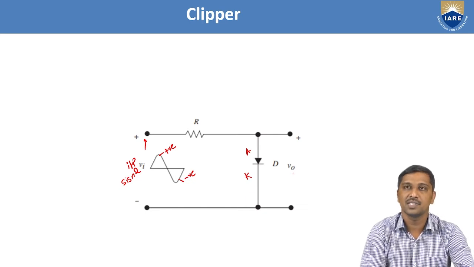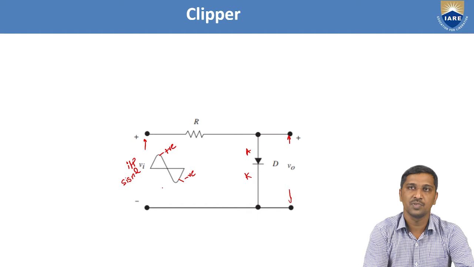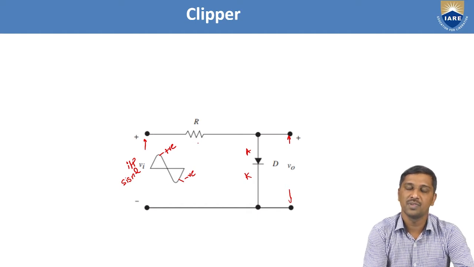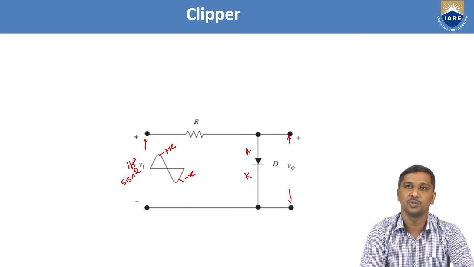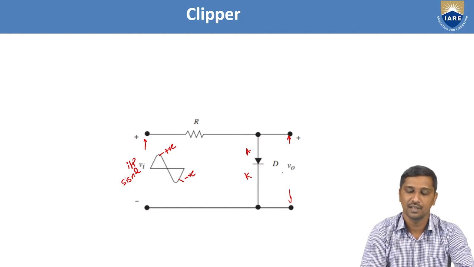The response or output voltage is measured across the diode, so I connect the output voltage across the nodes of this diode. This input signal passes through the resistor R to limit the flow of current, and the diode is shunted with respect to the output voltage. Hence, this type of clipper belongs to the shunt clippers.